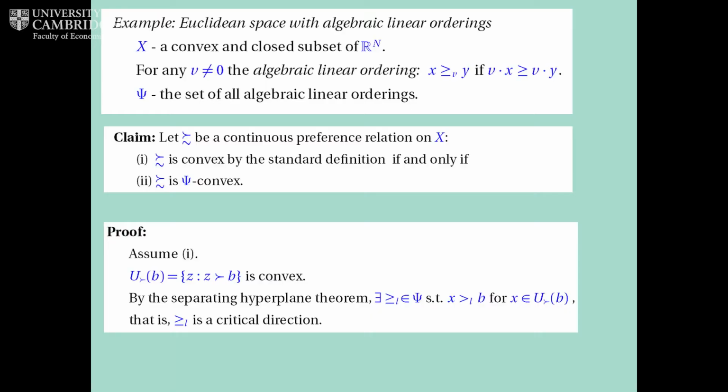And you can easily see why, because if you have a standard convexity, then it means that for every y, the upper contour set has to be a convex set. But if it's a convex set, then there is a separating argument here, right? So the separating hyperplane actually determines such a v, and that's all. And it's easy to see also the reverse direction, that if you have psi convexity according to this definition, then it implies that preferences are convex in the standard convexity definition.